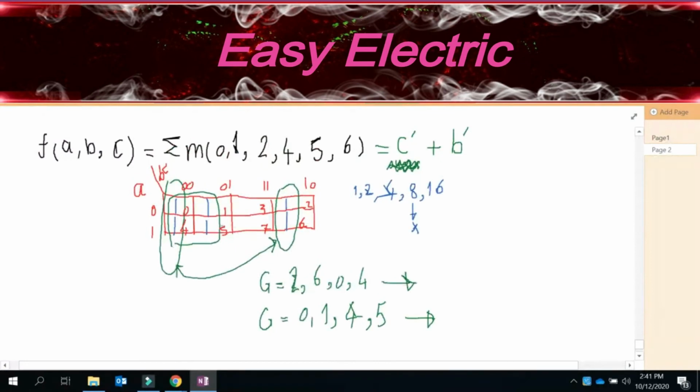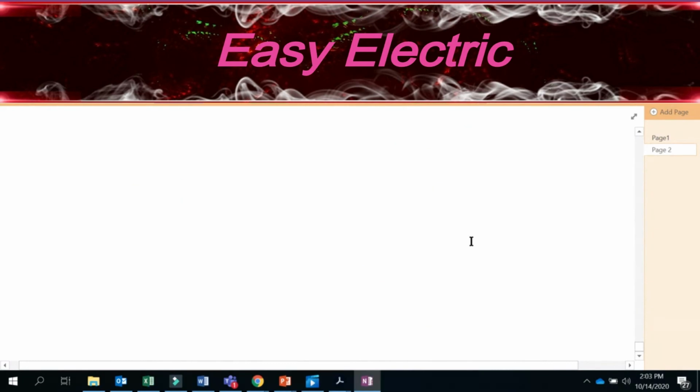Okay. So just to finish this. For this, the A is 0, 1, it is gone. There is no A here. And B is 0, 0, so you get B prime. And C is 0, 1, it is gone. There is no C in this term.